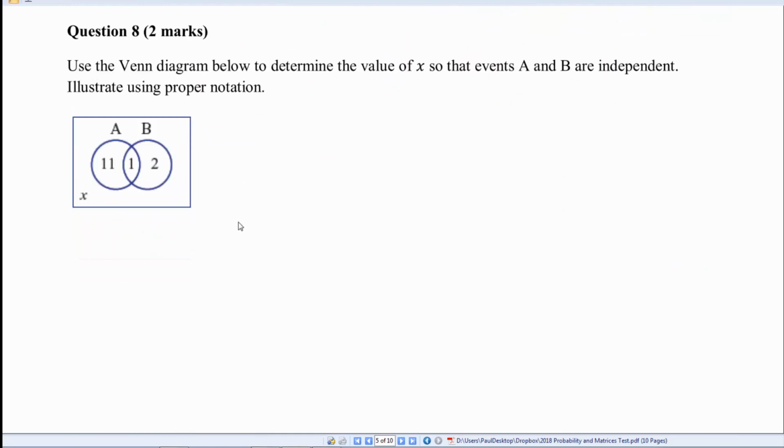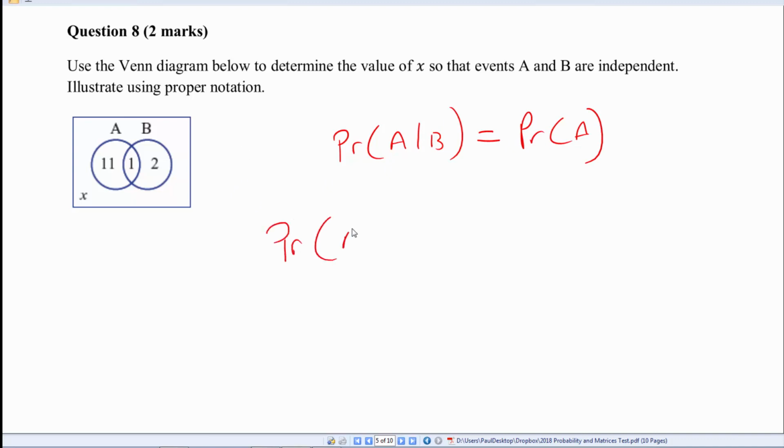Alright, this one here was not particularly well done, and I have to admit it was a tricky one. There were a few different options that you could use. What we know is for independent events, the probability of A given B is equal to the probability of A. So let's work out the probability of A. It's going to be 12 on a number which we don't know, plus 14. Why do we know that? Well, the total number of elements is going to be x plus this one, plus this one, plus this one. So the total is whatever's outside, plus the elements inside the circles, the intersection and the A only and B only. And that's what the probability of A is going to be.